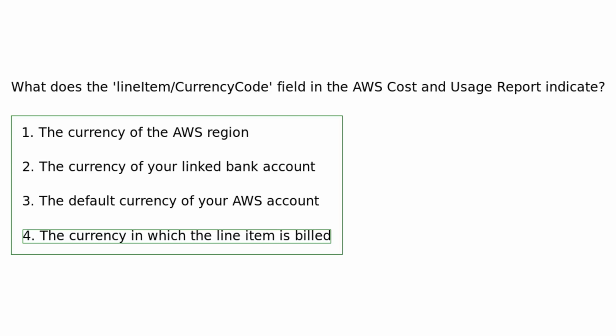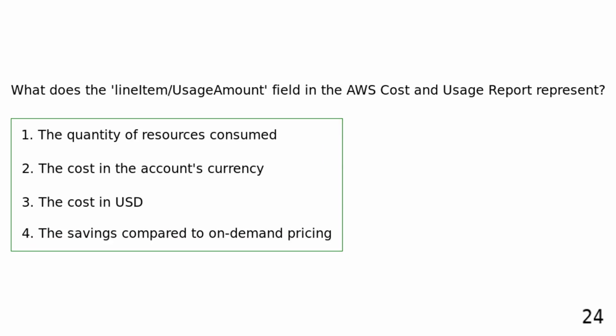What does the line item/usage amount field in the AWS cost and usage report represent? The quantity of resources consumed. The cost in the account's currency. The cost in USD. The savings compared to on-demand pricing.